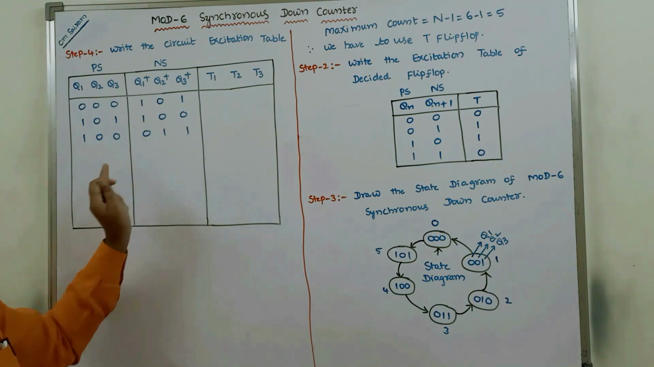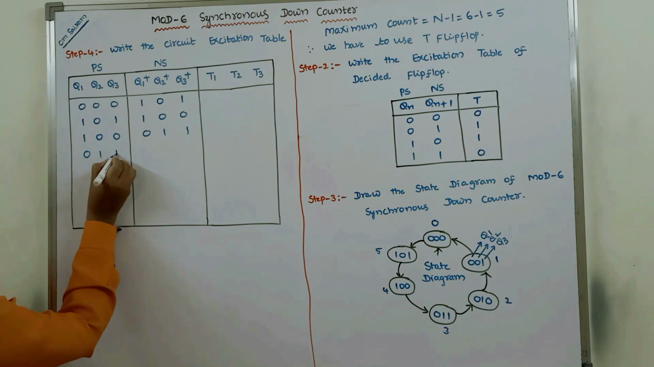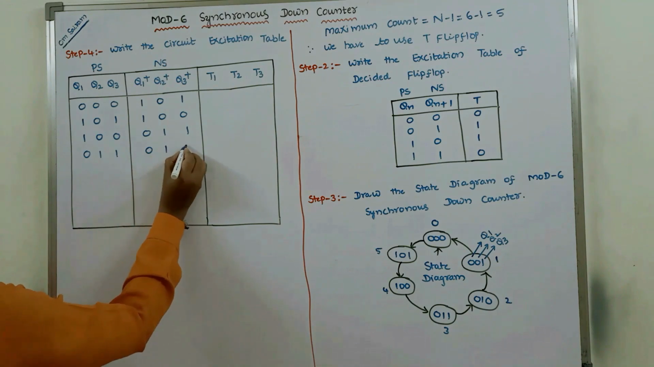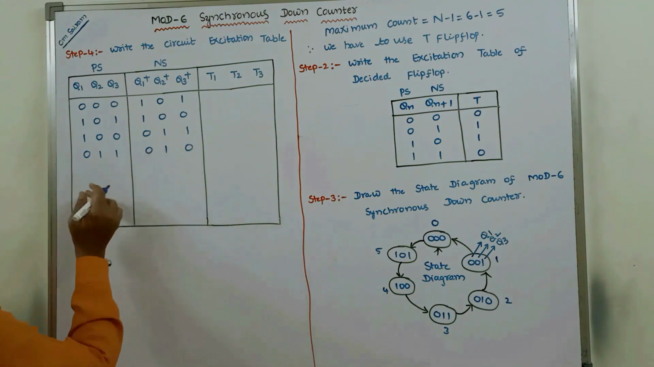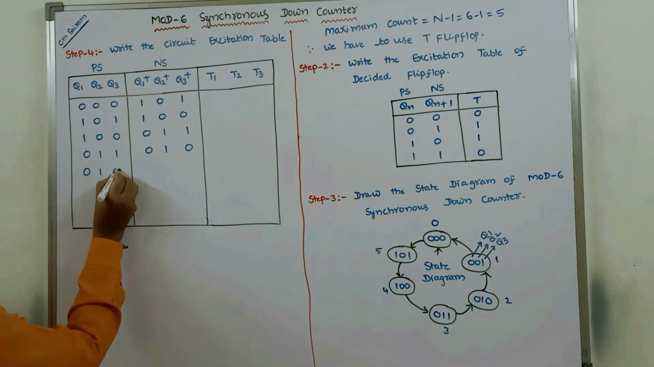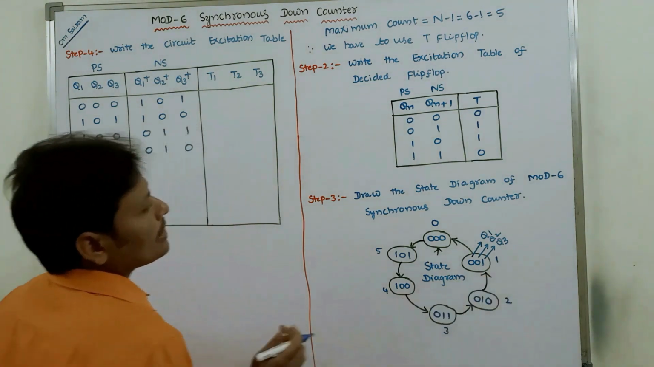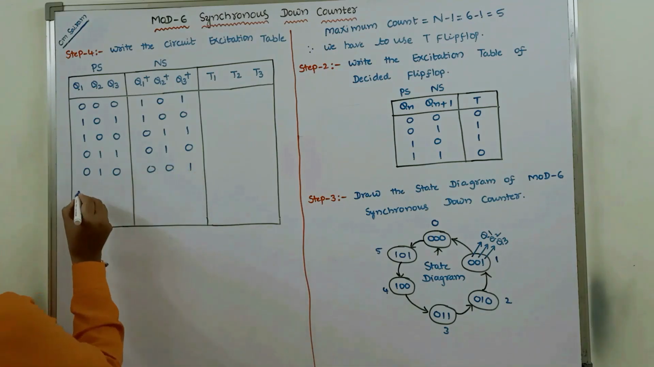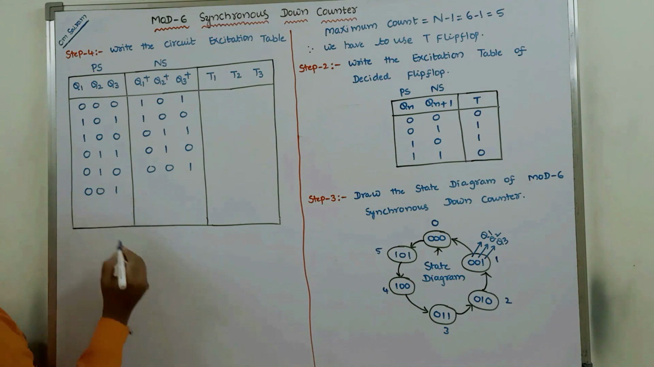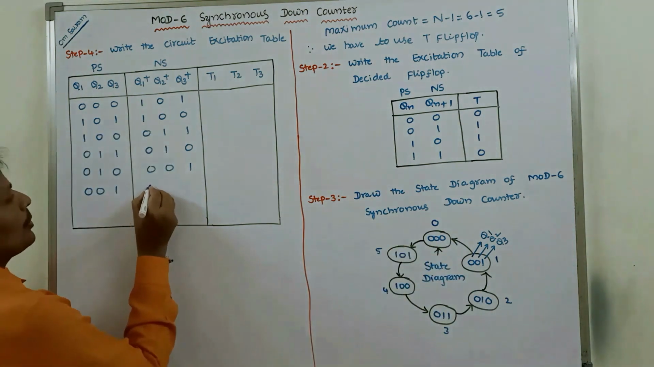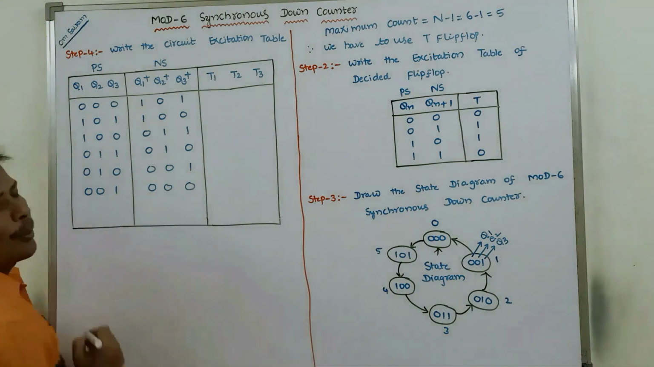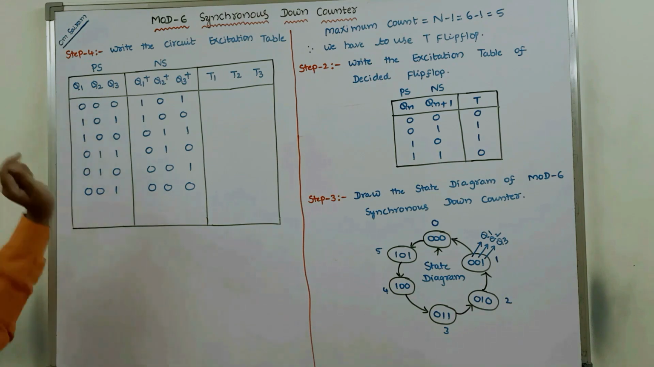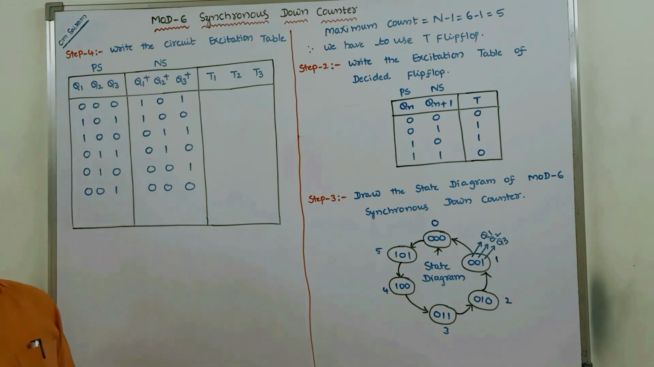Now, 0, 1, 1 can be taken as present state. What is the next state? The next state is 0, 1, 0. Now 0, 1, 0 can be taken as present state. What is the next state? The next state is 0, 0, 1. Now 0, 0, 1 can be taken as present state. What is the next state? So that is 0, 0, 0. So starting with 0, 0, 0 as present state, finally the next state goes to the 0, 0, 0 state.